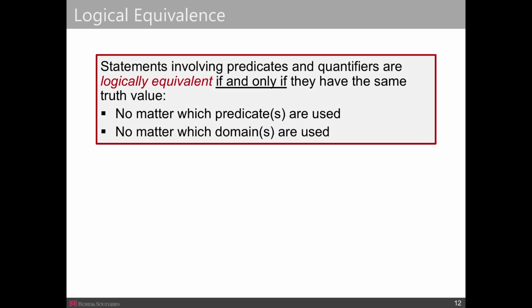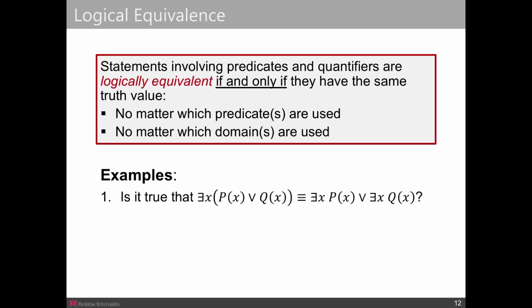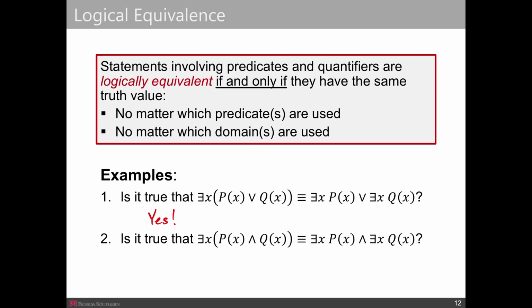Statements involving predicates and quantifiers are logically equivalent if and only if they have the same truth value no matter which predicates are used, and no matter which domains are used. So for instance, is it true that these two expressions are logically equivalent? The answer here is yes. If there is some value of x that makes at least one of them true, then if you did the quantifier separately, like distributing that existential quantifier in, that would still be true as well. However, if we did that on a conjunction, this is not necessarily true.